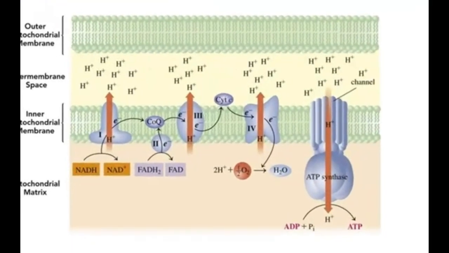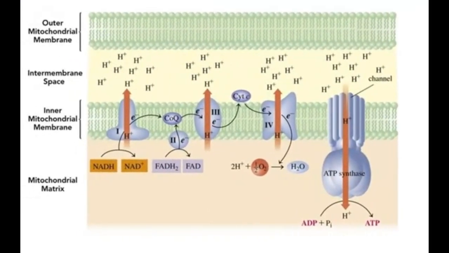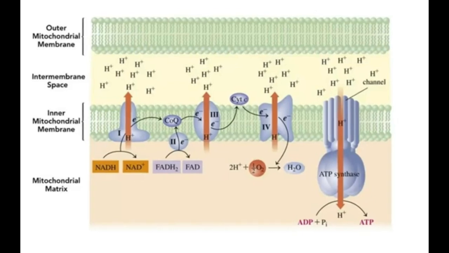So this illustration shows you what happens at the electron transport chain. Let's break it down. So first, NADH loses its electrons and hydrogens. So it is oxidized, and the electron enters the first complex. At the second complex, FADH2 is also oxidized, losing its electrons and hydrogens to the second complex.